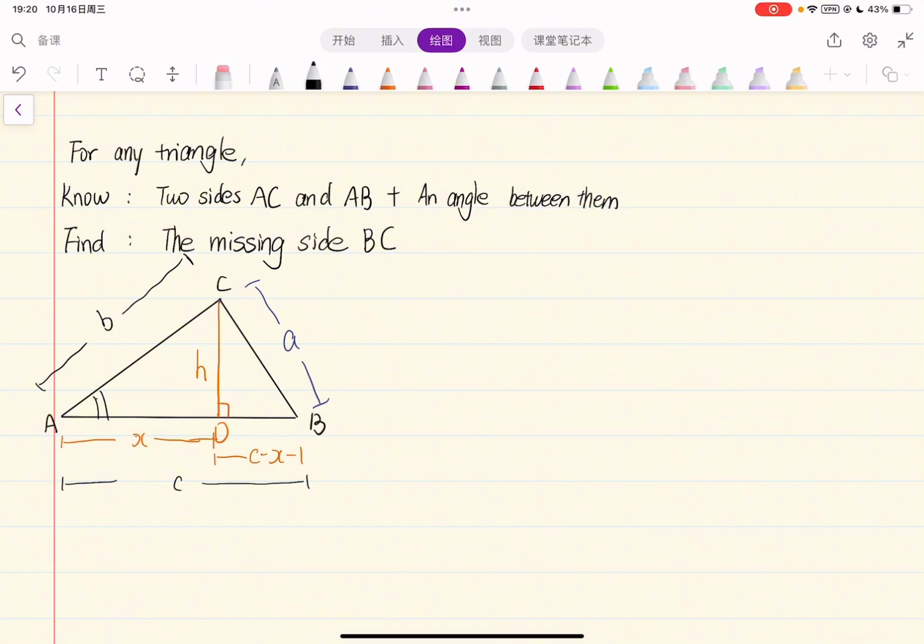Now we can start. Let us focus on the first triangle, that is triangle CAD. We have x squared plus h squared equals b squared. And for the other small triangle, triangle CBD, we have (c minus x) squared plus h squared equals a squared.